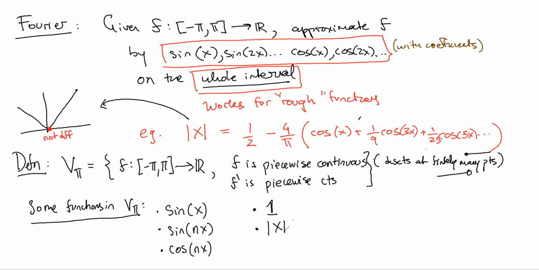Those are nice functions. But then there's a bunch of other stuff in there, like the absolute value function. That's not differentiable. And then you can even have a step function. Let's call that s of x, which is going to be 1 if x is greater than or equal to 0, and minus 1 if x is less than 0. Okay, maybe I'll just specify the full interval.